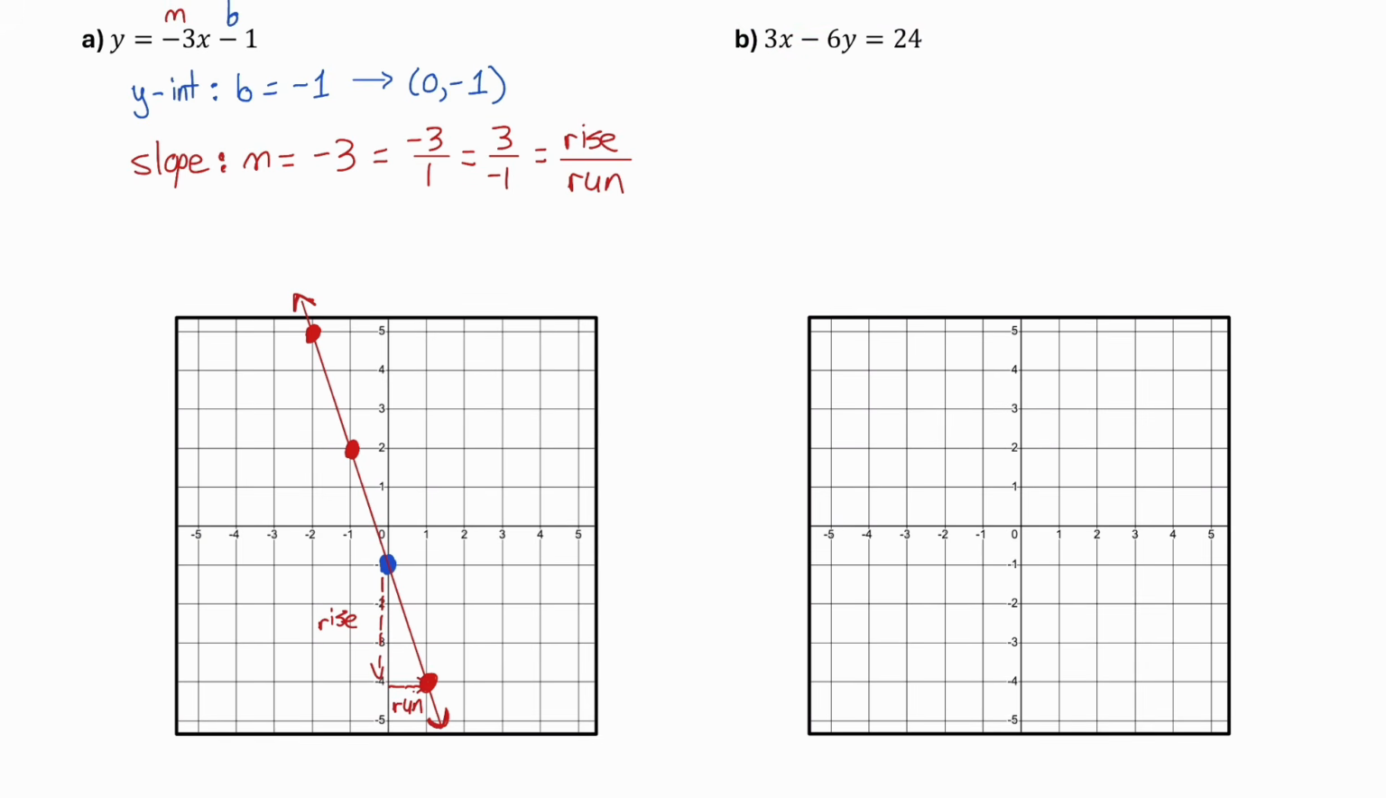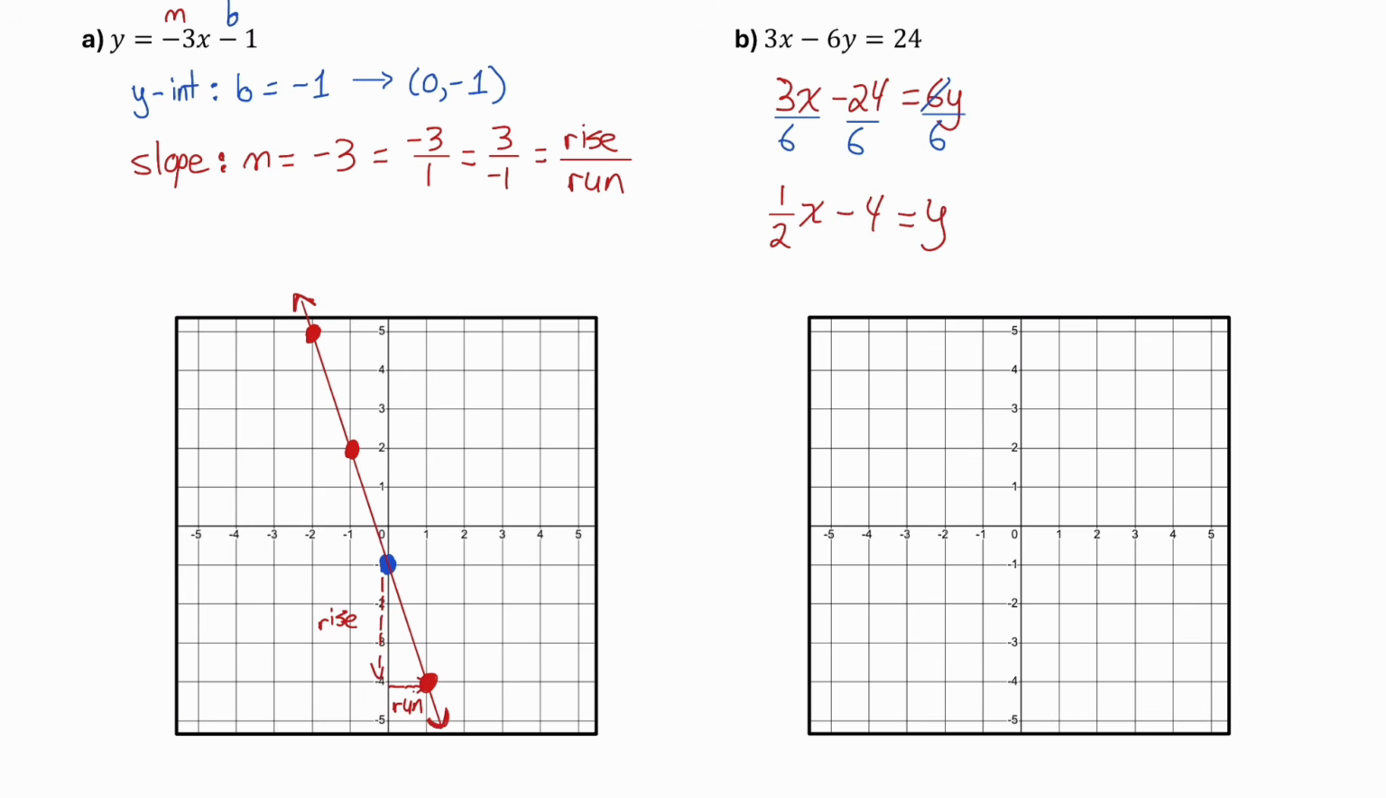In part B, notice y is not isolated, so it's not in slope-intercept form yet. So I need to rearrange this equation so that y is isolated. I think I'll take this -6y, move it to the right, and take this +24, move it to the left, and that will change the sign of both of those terms, giving me 3x minus 24 equals +6y. Then to isolate this y that's being multiplied by 6, I would have to divide both sides by 6. I could simplify 3 over 6 to a half, minus 24 over 6 is 4, equals y.